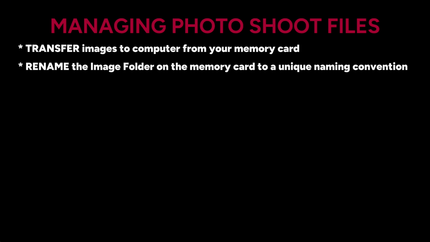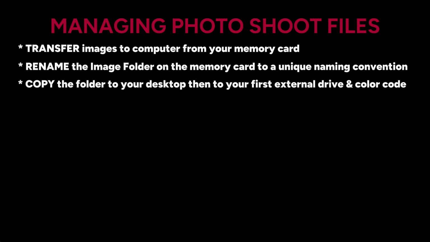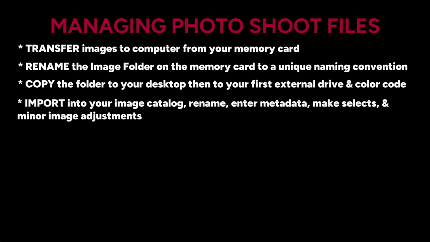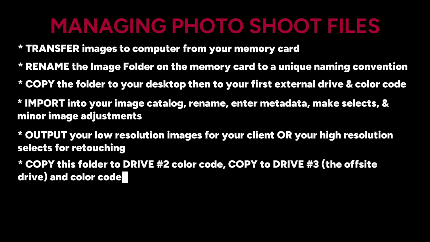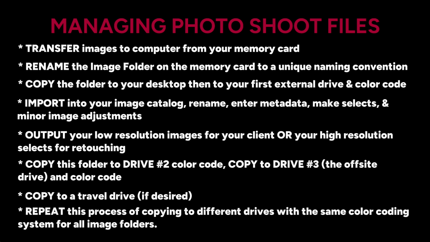Let's do a quick review of everything we talked about in this video. First, you're going to transfer your images to your computer, rename the image folder on the memory card, then copy that folder to your desktop, import your images into your catalog, and output your low resolution images for your client or your high resolution images for retouching. Copy this folder to drive number 2, copy then to drive number 3, and once again, color code your folder. Copy to a travel drive, and then repeat this process of copying to different drives with the same color coding system for all image folders.